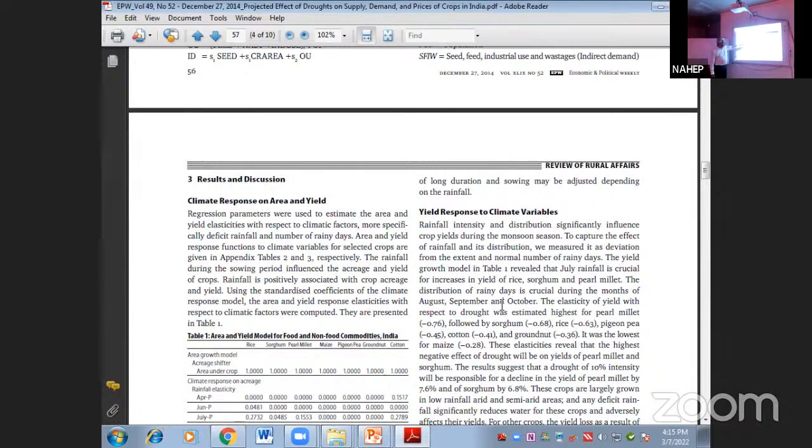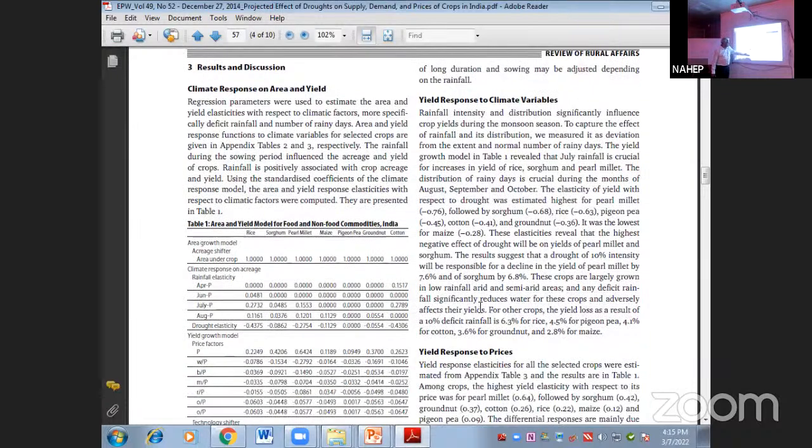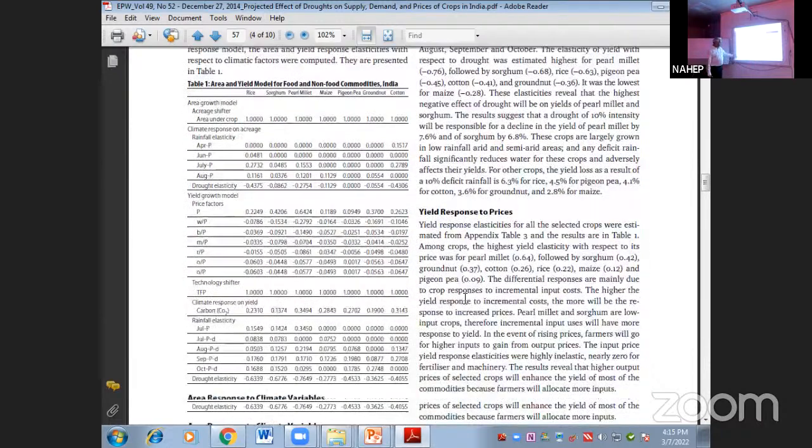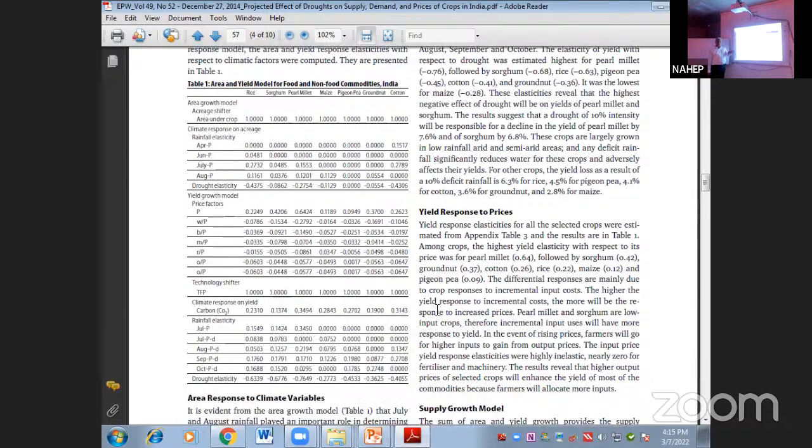Now, yield response, climatic variable change. Here we try to estimate yield response to price, yield response to factor. Here we projected that if there is a 10% deficit, this is the demand and supply. If 20%, this is demand, supply and prices. Now go up.